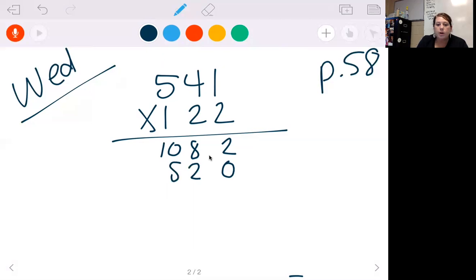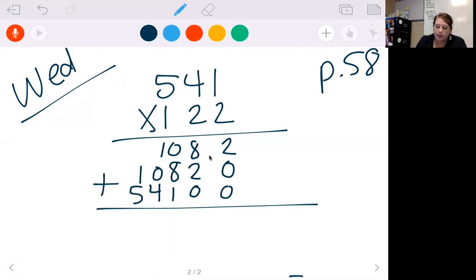Make sure you're lining it up correctly so that you don't get your place values messed up. Now I have that 1 in 122 I need to multiply with. So I'm going to put my 2 placeholder 0s here. And then I'm going to multiply. 1 times 1 is 1. 1 times 4 is 4. 1 times 5 is 5. Then I can add it all up. 2 plus 0 is 2. 8 plus 2 is 10. 8, 9, 10. Carry your 1, 4, 5, 6, and 6. So 66,002 would be our answer.